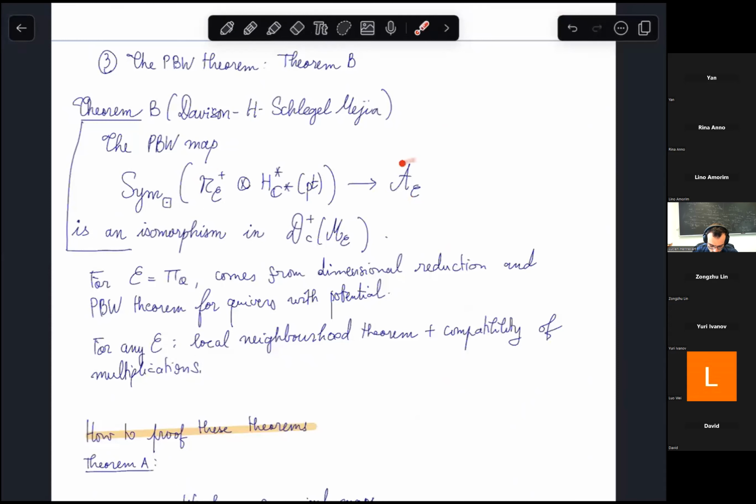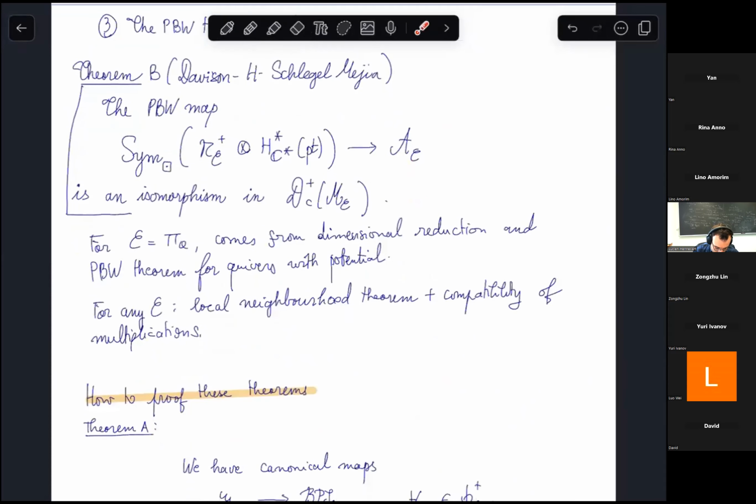to the sheafified cohomological Hall algebra. And this is an isomorphism. So when C is the category of representations of the pre-projective algebra of some quiver, this follows directly from dimensional reduction and the PBW theorem for quivers with potentials. But when C is an arbitrary two Calabi-Yau category, this is an actual theorem. And it follows basically from the local neighborhood theorem for two Calabi-Yau categories and compatibility of multiplications.